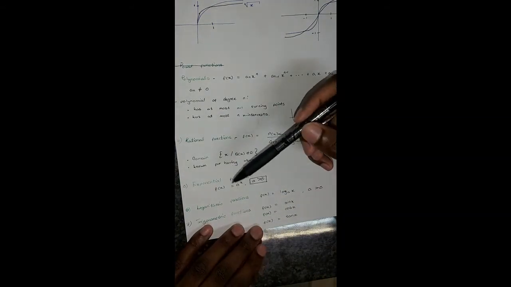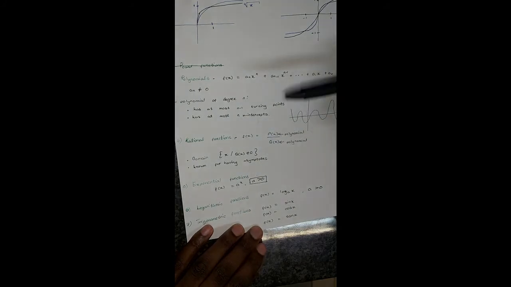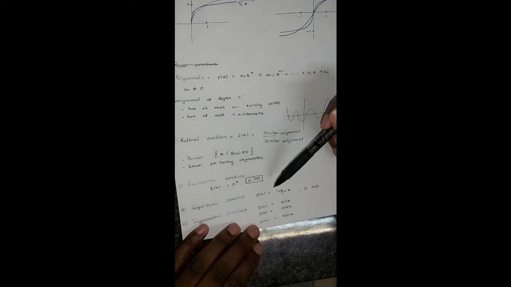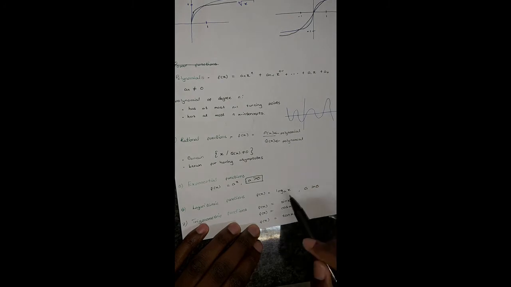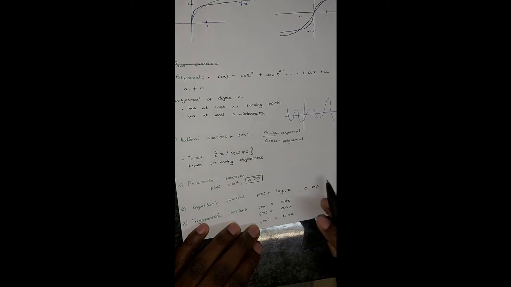Then logarithmic functions, which are just called log functions in short. These are represented by f of x equal to log base a of x, and your base is always greater than 0, and x is also greater than 0. And obviously you have to know the most basic one, which is log 1 is equal to 0, and be able to plot it.